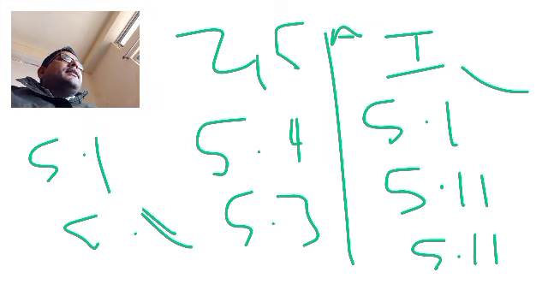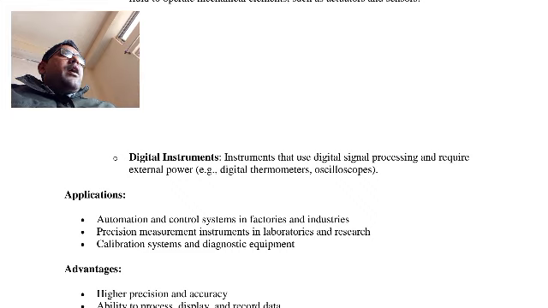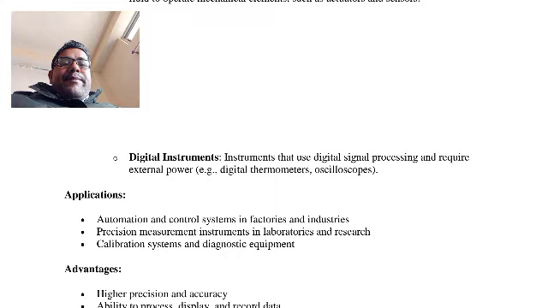That's why we always say every accurate instrument will be precise, but it is not necessary that every precise instrument will be accurate. So we have discussed precision. Precision means the degree of closeness between the measured values, how close the measured values are to each other.